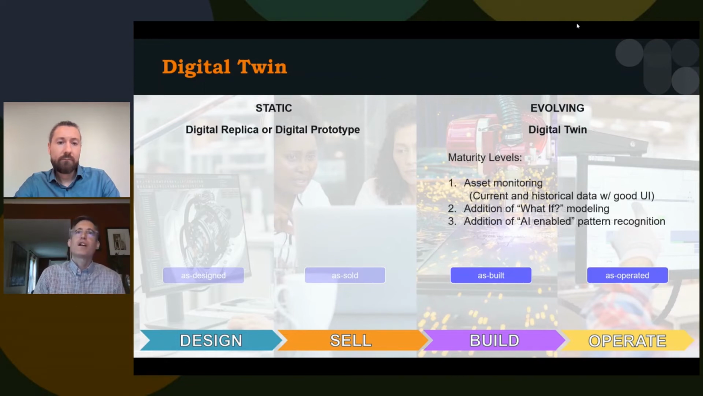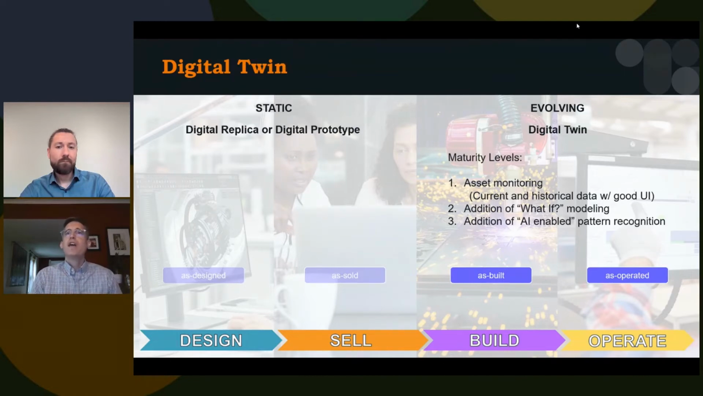So you might even say that there are kind of 3 levels of maturity that you might aim for with these digital twins. The first is simply asset monitoring. It's almost like having a historian who can provide all of the information of the history of your physical product, but also with a good UI, and that's where the visualization can really benefit us.